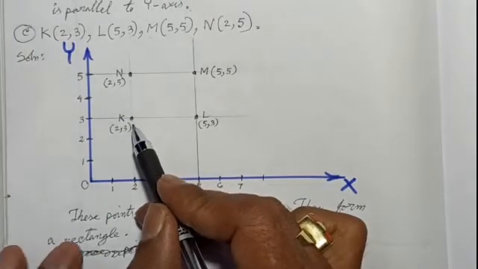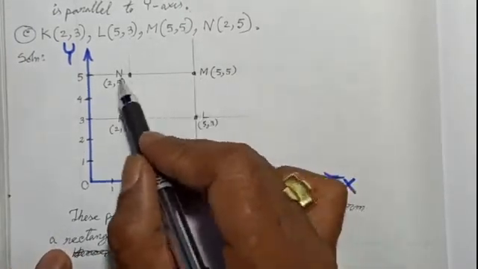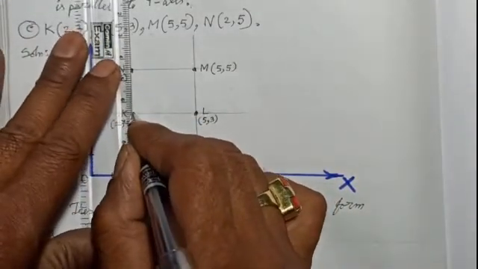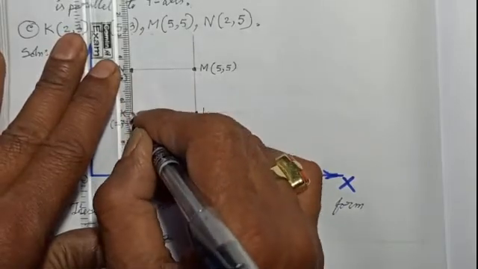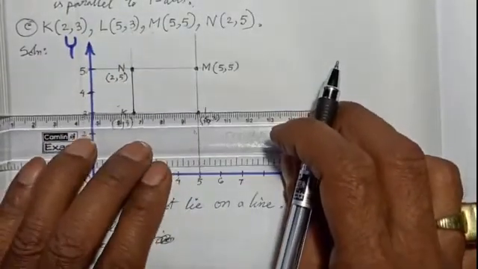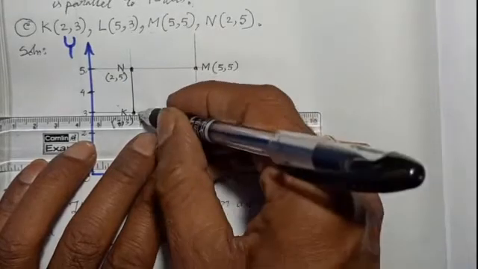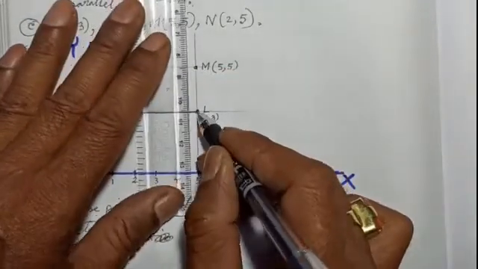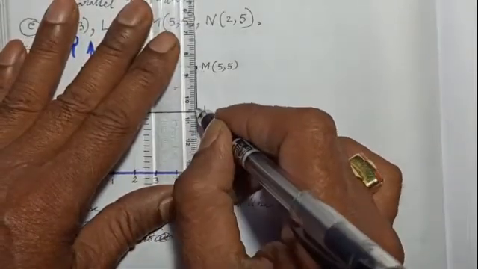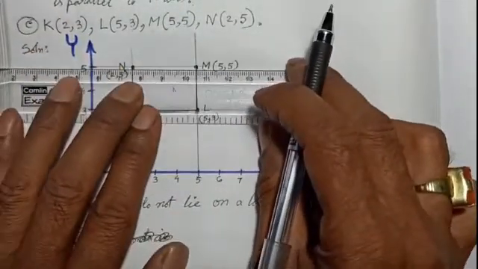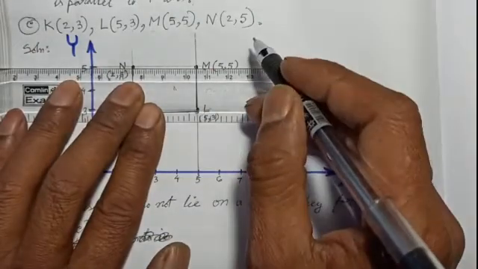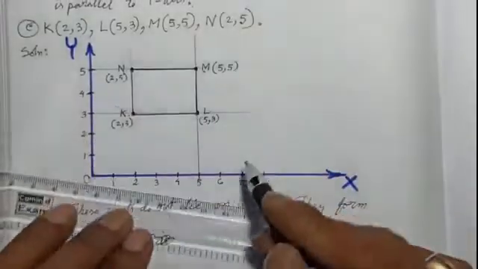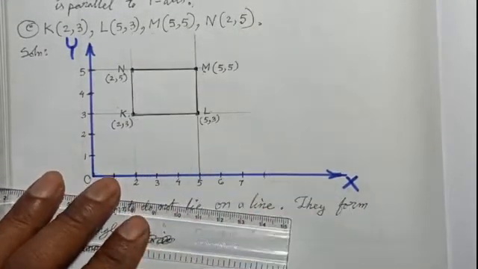Now let us join K, L, M, N. Let's join this. Here, joining, and here. And here, we have to join these 2 points. Again, N, M, let's join. Now we are getting a rectangle.